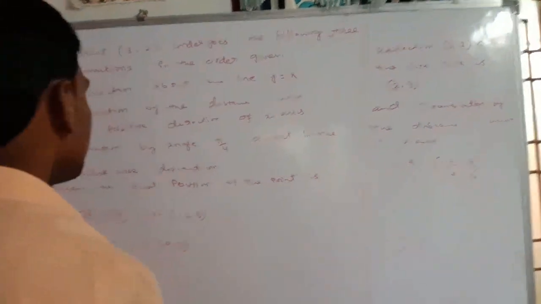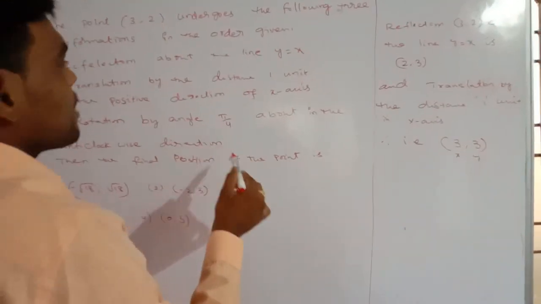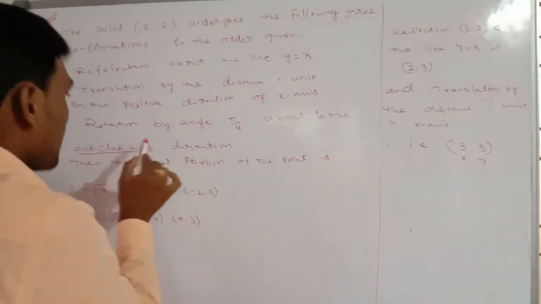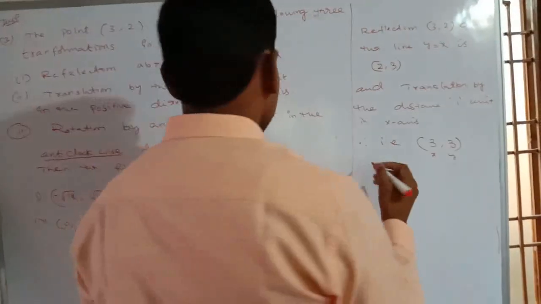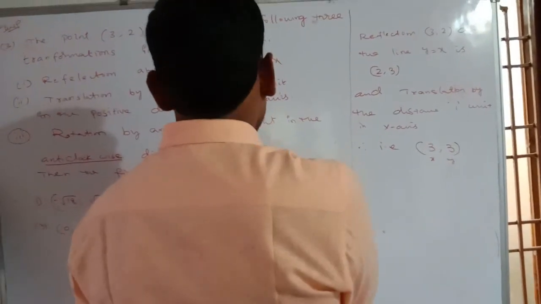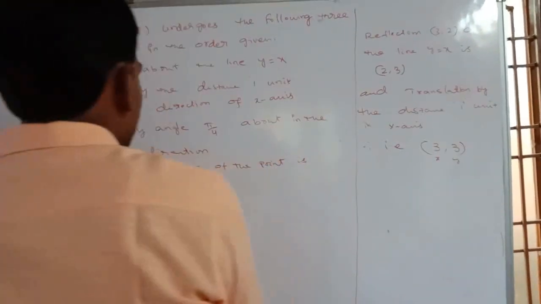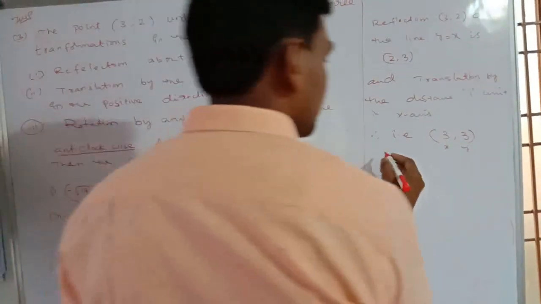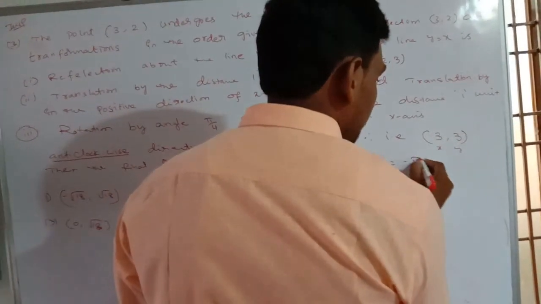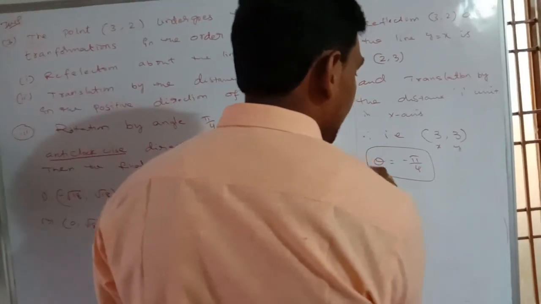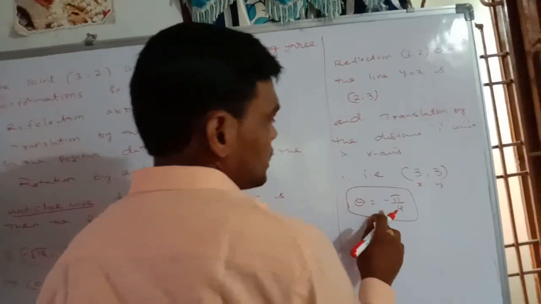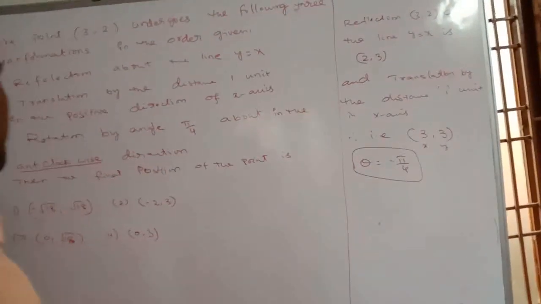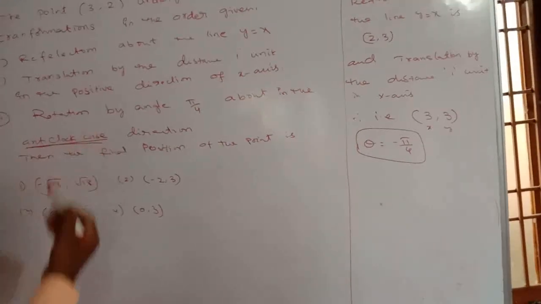Now the rotation by an angle pi by 4 in the anti-clockwise direction. Underline the anti-clockwise direction. Rotation by an angle pi by 4 means theta is pi by 4, but for the anti-clockwise direction, theta is equal to minus pi by 4. This is an important point: here theta is equal to minus pi by 4, because of the anti-clockwise direction.